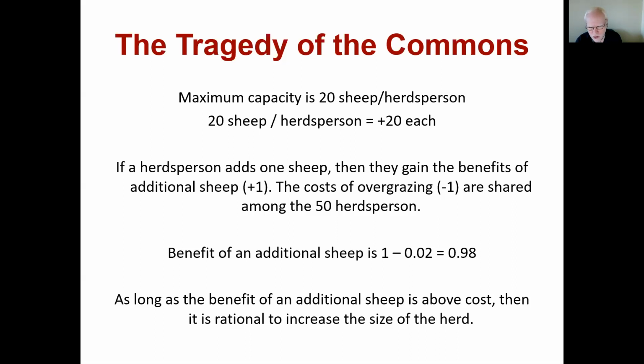So as long as the benefit of an additional sheep is above cost, then it's rational to increase the size of the herd. But the problem becomes that it's not just one herds person that's looking at that. It's all the different herds people looking at it. If I add a sheep, I get the full benefit of it, but the costs are spread across all the different herds people. And we see that a lot with, not just sheep, but fishing or pollution, stuff like that. If my factory puts out a little bit more air pollution, the benefit goes all to me, but the costs are spread across many, many different people.